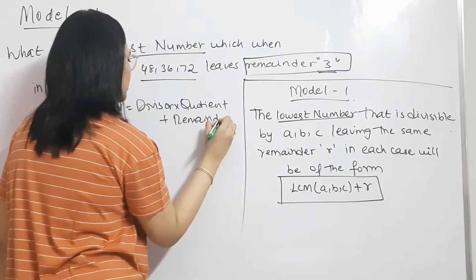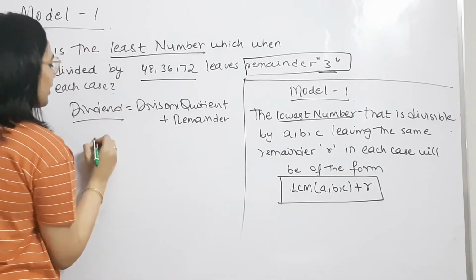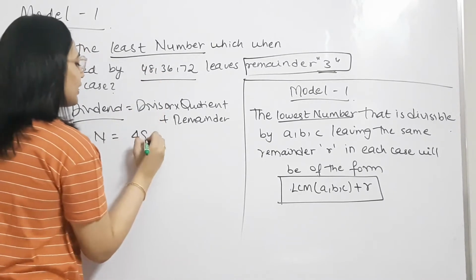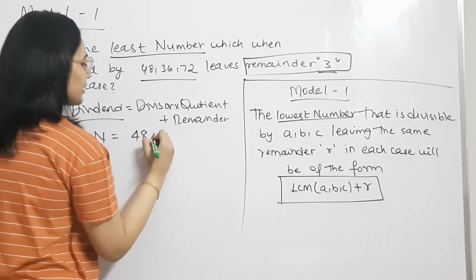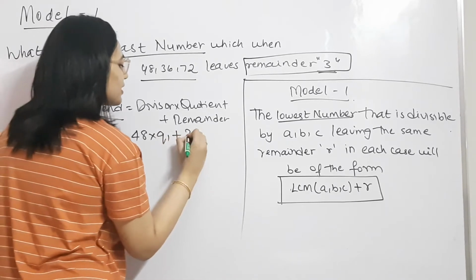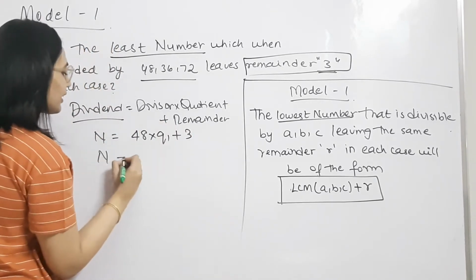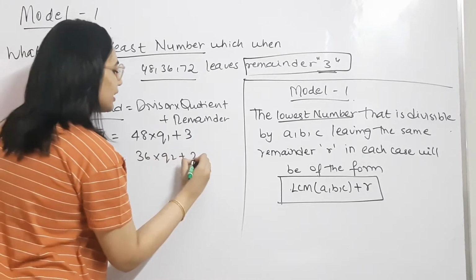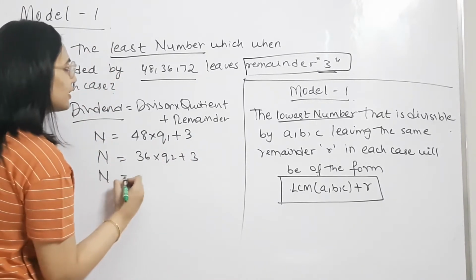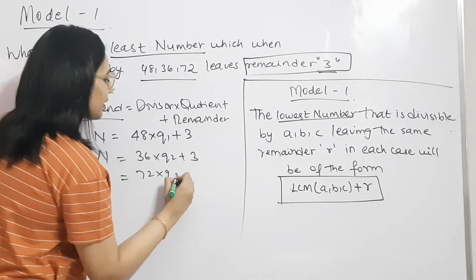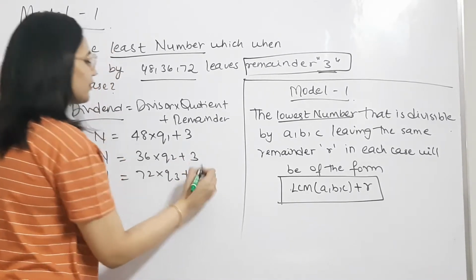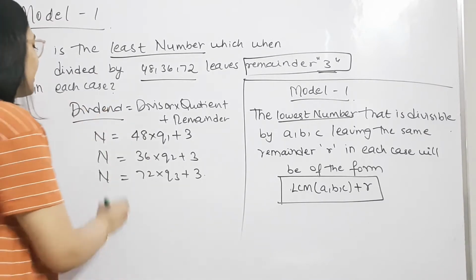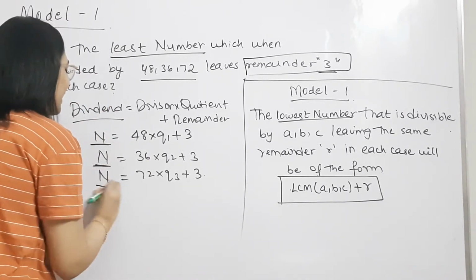This is the division rule that you know. So in here we need to find that number n, for example, the dividend n, and the first divisor is 48: n = 48 into q1 plus the remainder is 3. Now that n, when divided by 36, will leave the same remainder, and that n, again when divided by 72, will leave the same remainder. This is what the question is asking, and you need to find that n.